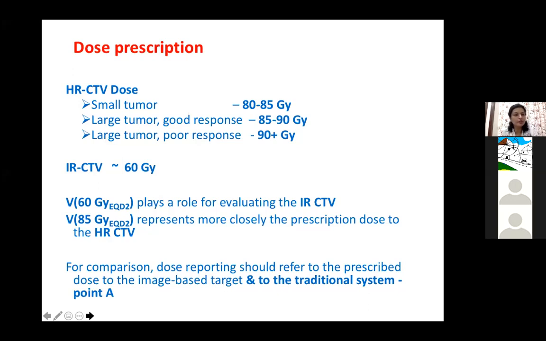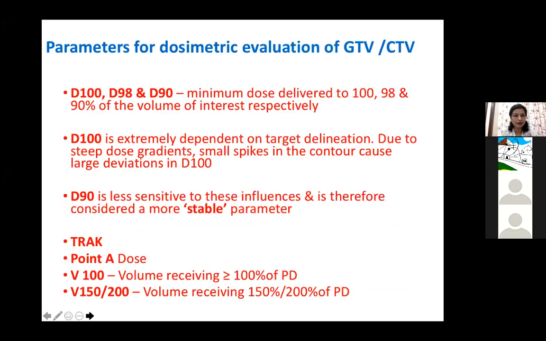Then we also have various parameters, that is the V60 EQD2, which helps us in evaluating the role of the dose to the IRCTV, and the V85, which is more closely related to the prescription dose to the HRCTV. Also, we should always report the dose to the traditional point A for comparison.